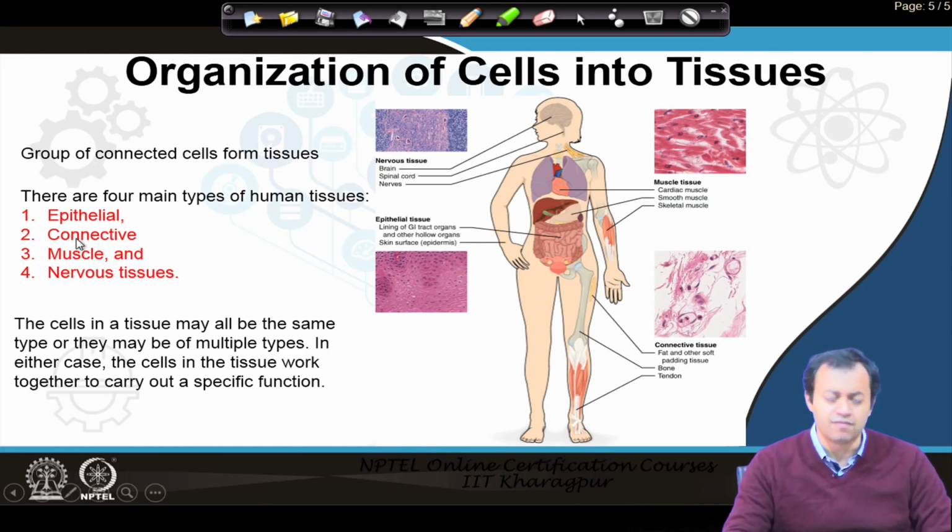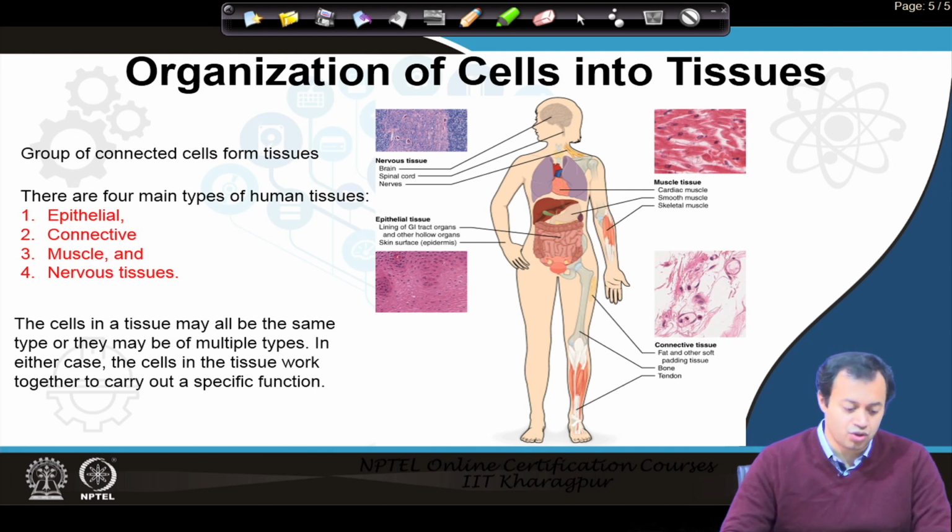Then there is connective tissue. As the name suggests, it connects. These are usually the tissues that are present between two different types of tissues. So, between muscle and bone, you will find connective tissue. Okay? Connective tissue is there to connect different types of tissues.